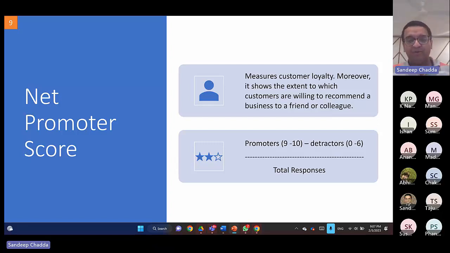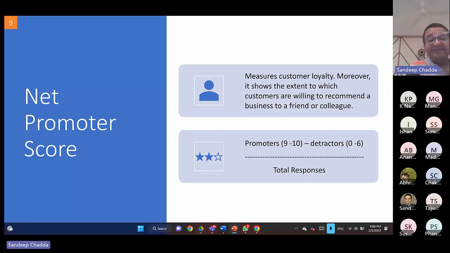What they will really do is take all the customers who have rated the product 9 or 10, and then they will take the number of instances where the customer has rated between 0 and 6. And then they will say promoters minus detractors, which is all the 0 to 6, divided by the total number of responses, is your net promoter score. Now, net promoter score could be negative also. Your product sucks so much that there is hardly anybody rating a 9 to 10. And if you see, we've just discounted 7 and 8 because we feel 7 and 8 are neutrals.